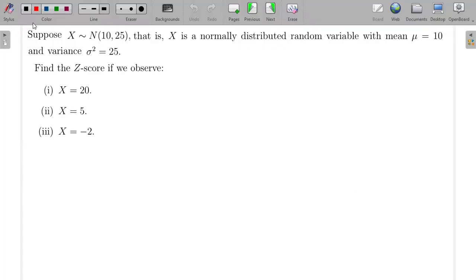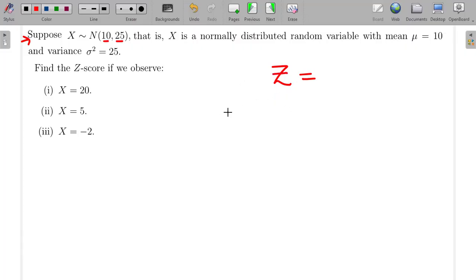Okay, so the question here says, suppose x follows a normal distribution with mean 10 and variance 25. That is, x is a normally distributed random variable with mean 10 and variance 25. Find the z-score if we observe that x is equal to 20, it is equal to 5, and it is equal to -2.